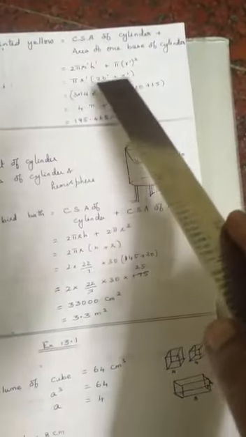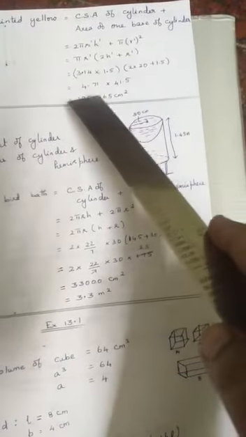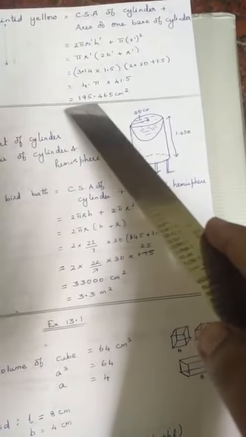Then the area to be painted yellow is the CSA of the cylinder plus the area of one base of the cylinder, because the bottom is there. So take 2 pi r dash h dash plus pi r dash whole squared, then substitute and get the answer, 195.465 centimeters square. Thank you, children.